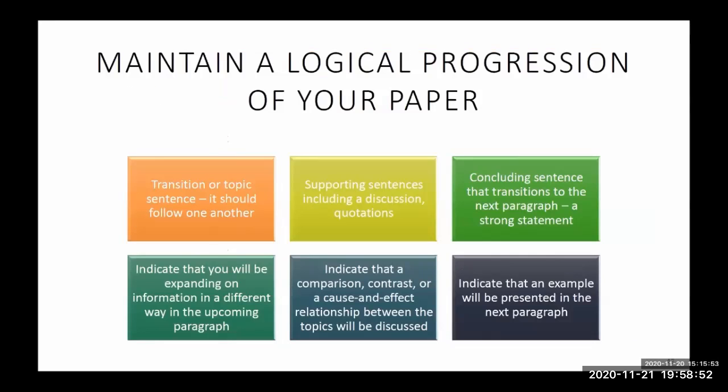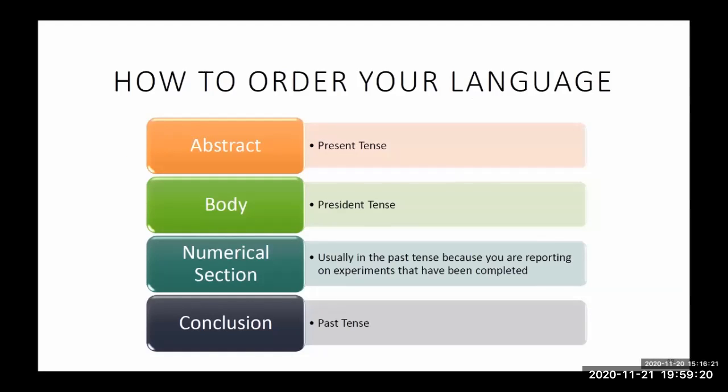I think I have explained this logical progression also. It's about transitions, and topic sentences should follow one another. Comparison, contrast, or cause and effect relationships need to be maintained, and your conclusion needs to be supported by your results, and also needs to relate to the hypothesis. They all need to have this logical progression. To summarize your language: abstract in present tense, body in present tense, numerical section usually in past tense, and conclusion in past tense.